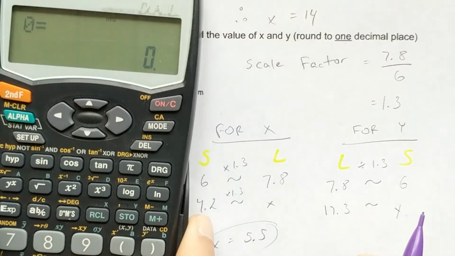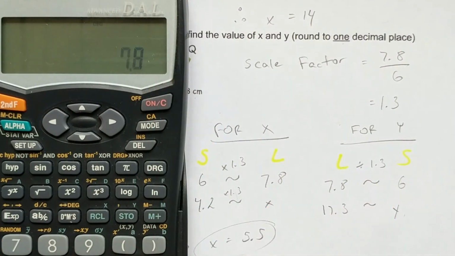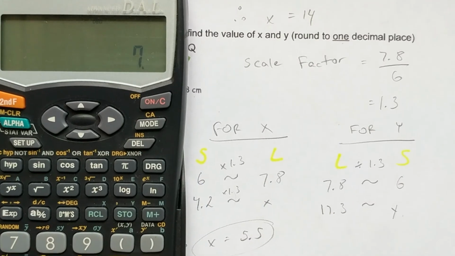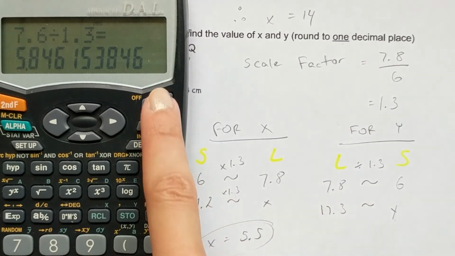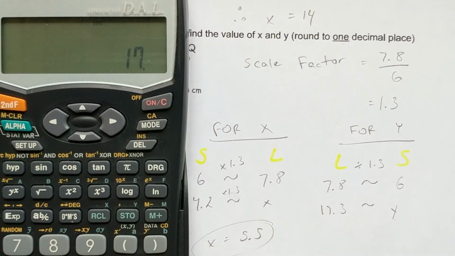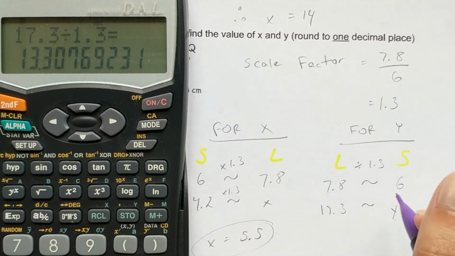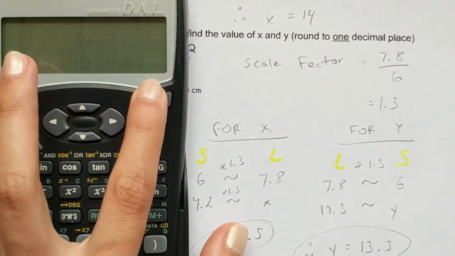So if we just double check here, 7.8 divided by 1.3 gives me about 6. Okay, so we know that that's right. So 17.3 divided by 1.3 gives me about 13.3. And that is the answer for y.